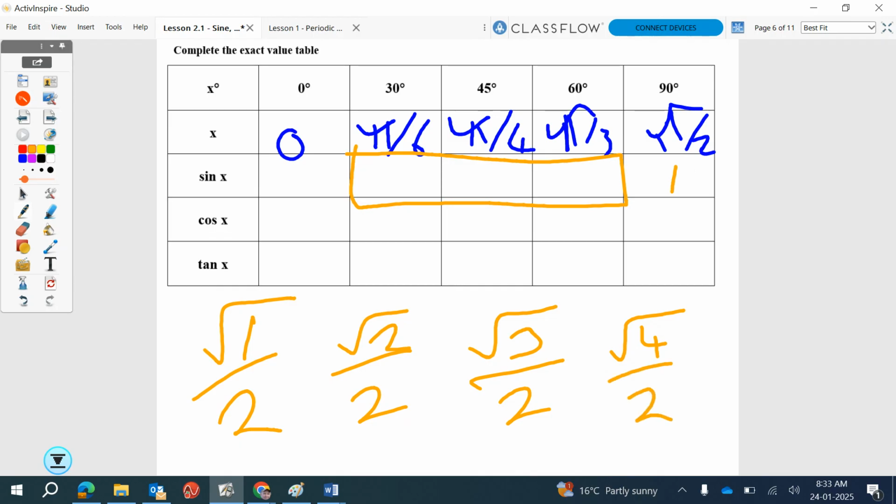And in fact, the 0 is root 0 over 2, so it's root everything over 2. So that is going to get root 1 over 2, which is 1 over 2. This is root 2 over 2. This is root 3 over 2. Just memorize those, that's it. Then all you have to do is write it backwards.